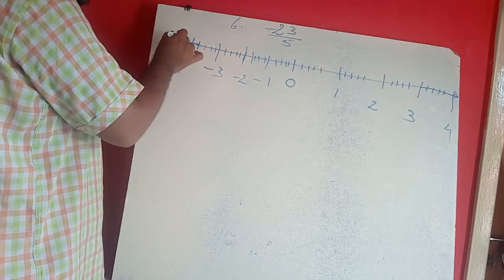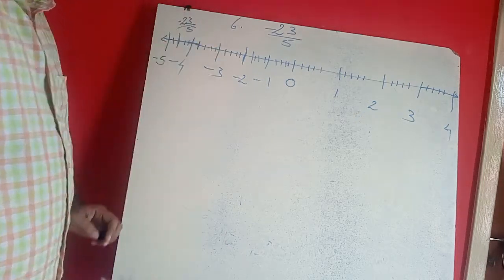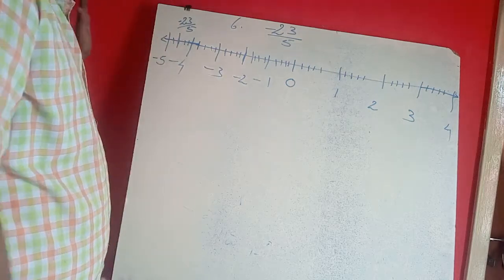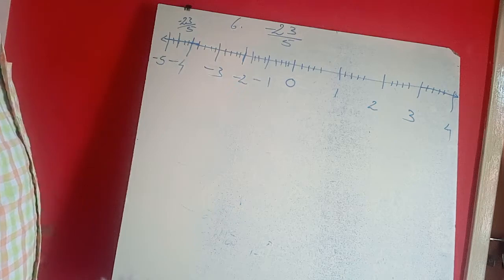21, 22, 23. So this is minus 23 by 5. According to that, we have to increase. If 23 is not there and we want 25, we have to increase this side. If 40 is given, you have to mark up to 40 markings.